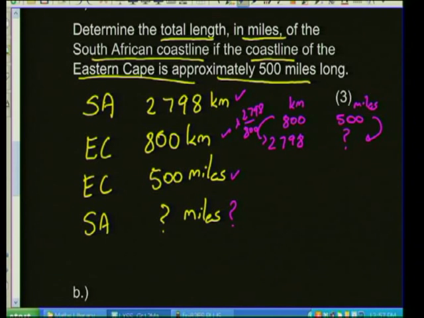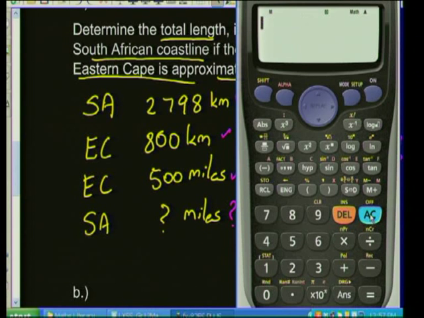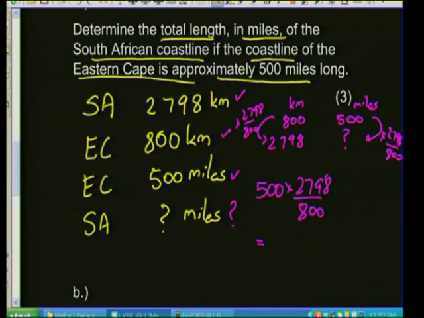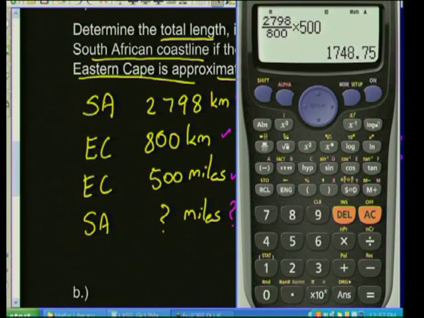And you might not have done it this way, and I'll try it another way in a second. 2798 over 800. So let's rewrite this. We've got 500 miles times by 2798 over 800, and get our quick calculator out. So it was 2798. You can use your fraction button over 800, and we're timesing that by 500. And we get an answer of 1748.75.